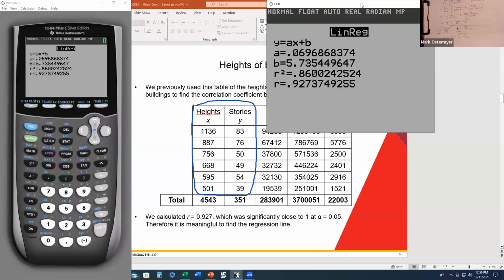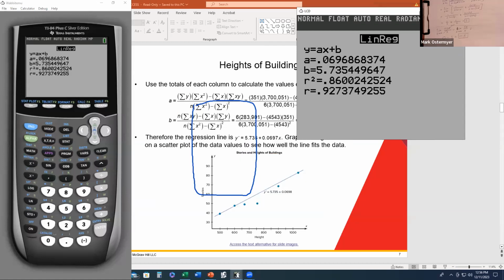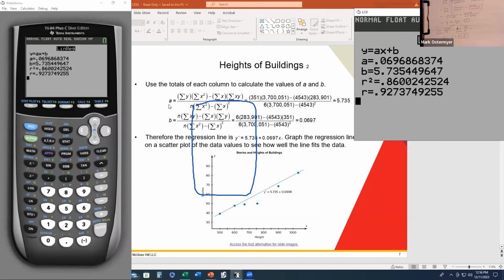Notice the a and b are just the opposite of what your author's using in your textbook. So what they call a in your textbook, which is the y-intercept, on your calculator, a is the slope of the linear regression equation. And in your textbook, b is the slope of the linear regression equation. Well, on your calculator, b is the y-intercept. So notice the roles of a and b are reversed between your textbook and the TI-84 calculator.